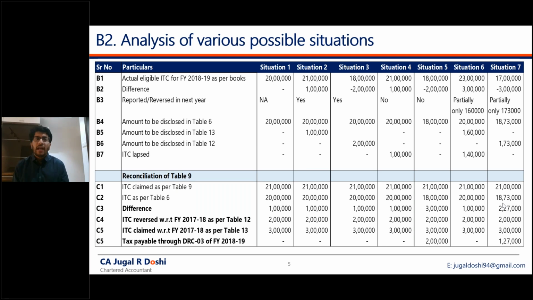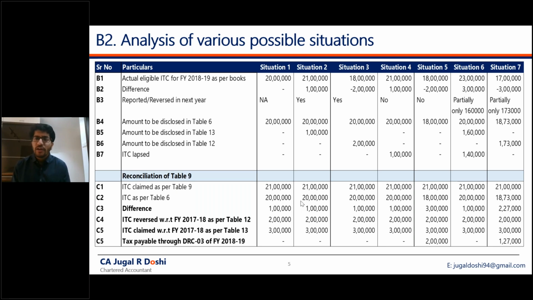In situation 3 and 5, my actual ITC eligible is 18 lakhs only. There is a difference of 2 lakhs, that is, I have excess claimed 2 lakhs. So if I have already reversed the same in FY 19-20, I will report it in table 12, and then there will be no additional liability through annual return. In situation 5, I have not yet reversed this excess claimed ITC of 2 lakhs and hence I will report 18 lakhs in table 6, and there will be additional tax payable of rupees 2 lakh through DRC 03 of FY 18-19.